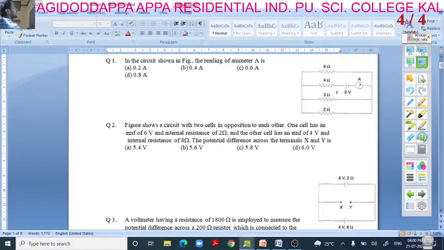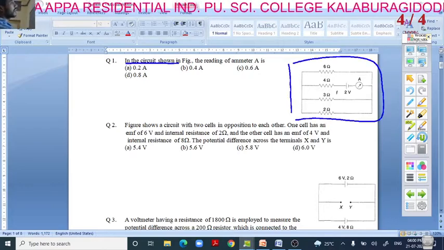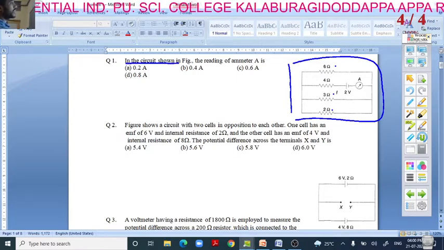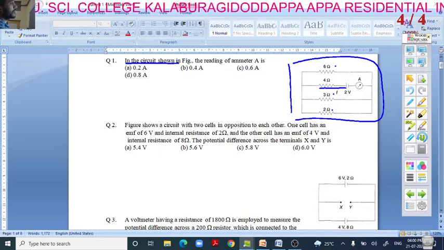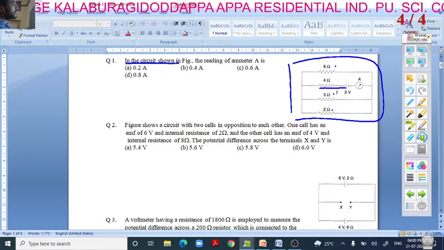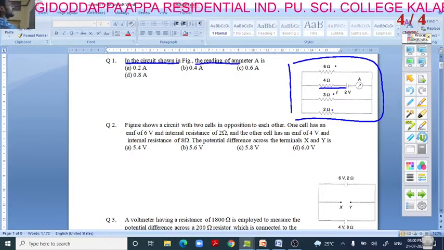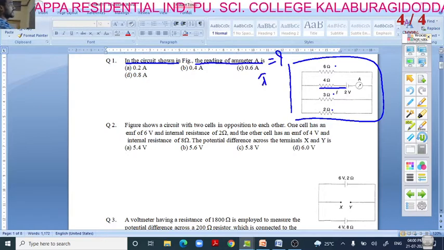Okay, see in the circuit shown in the figure, the circuit he has given here. Here 6 ohm, 3 ohm, 2 ohm are parallel and this 4 ohm is connected in series with the battery and ammeter, right? Okay, now his question is the reading of ammeter A. That means I is equal to question mark.